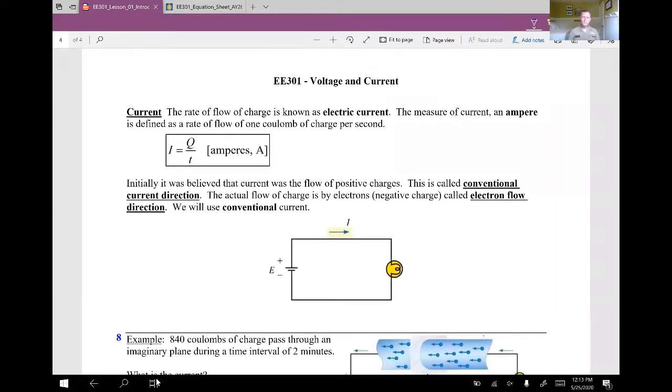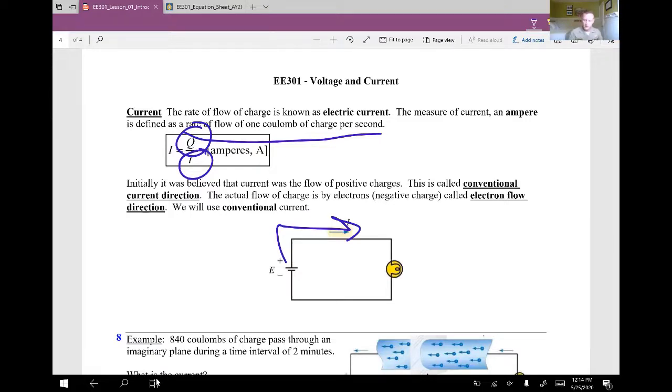Now current may be even a little bit easier to understand than voltage, because electrical current is just the rate that that charge is moving. So here's Q, it's charge, it's moving per second. So it is the rate of flow of coulombs of charge per second. So initially, and this is just for terminology, everyone didn't understand 100 years ago how electricity flowed as far as the electrons, the negative charges moving. So they began drawing the current flowing out of the positive side. This is called conventional current direction, and it's what we will be doing in this class.